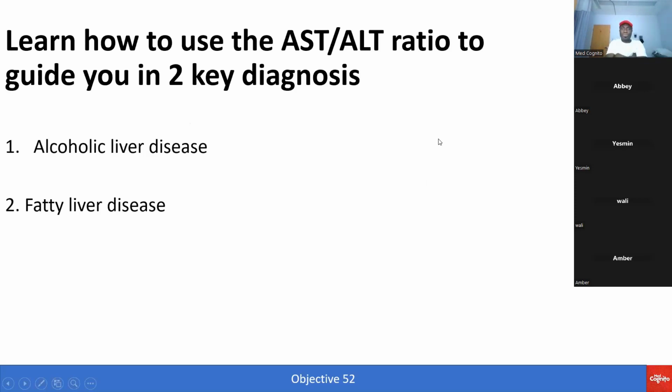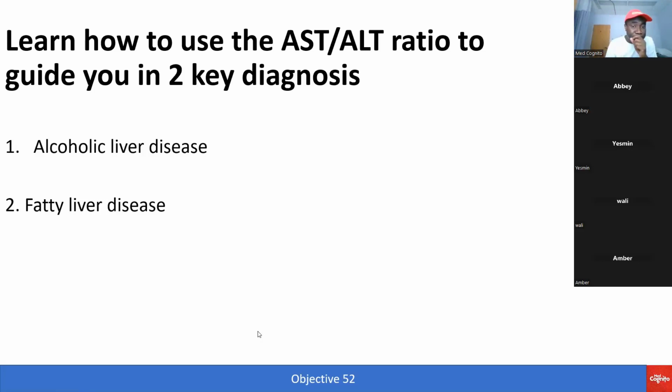Okay, so I want somebody to tell me, how do you use AST to ALT ratio to distinguish between alcoholic liver disease and fatty liver disease? Can somebody help us? How do you use ALT and AST ratio to guide you so far? How do you know that this question is talking about alcoholic liver disease? How do you know that this question is talking about fatty liver disease? Because I have some questions we'll be going through, but I want to know, does somebody know?